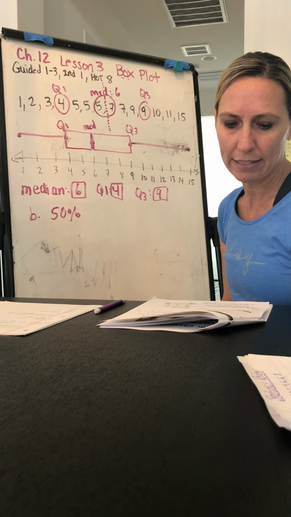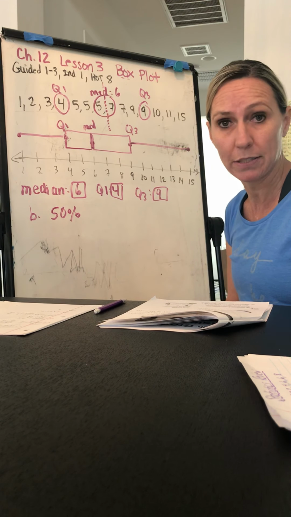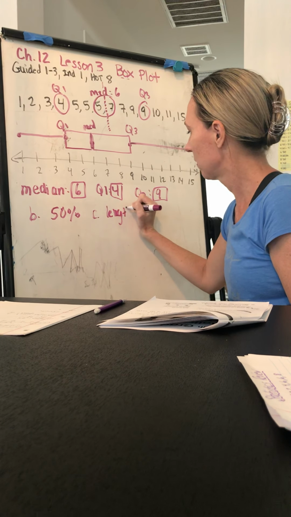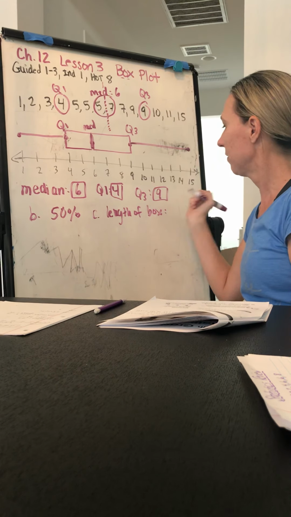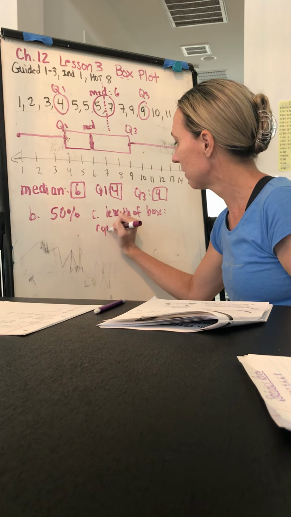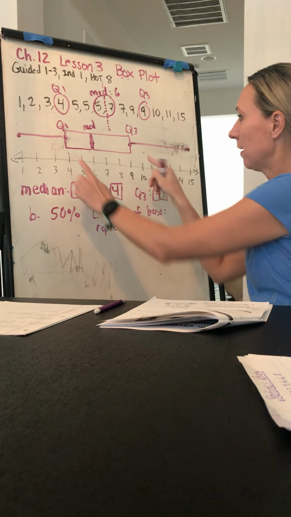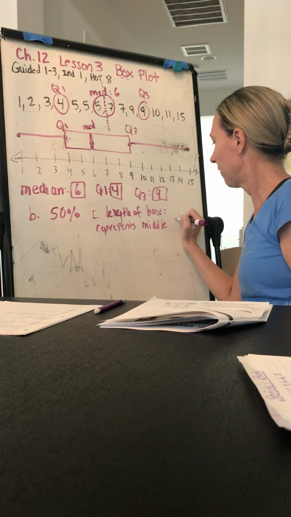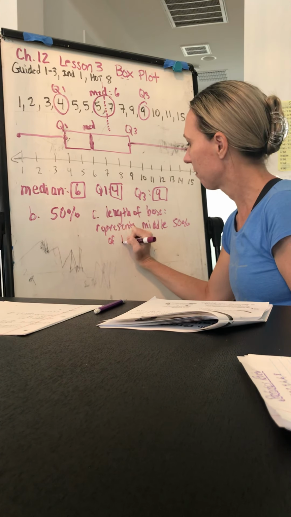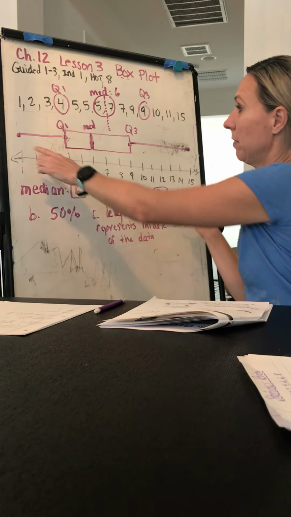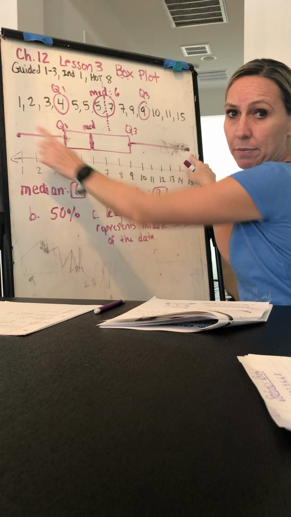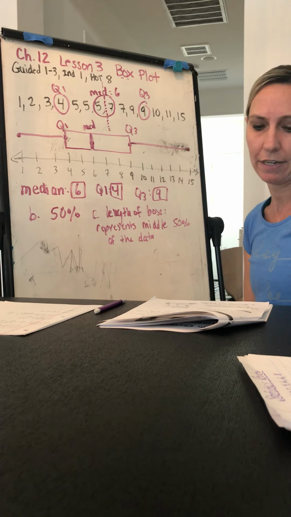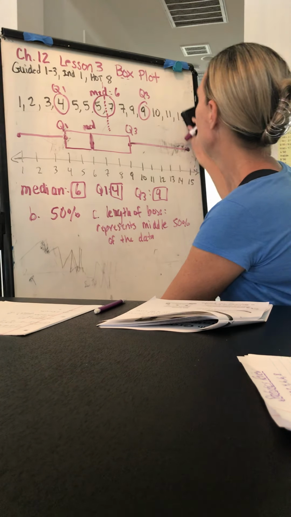And then C says, write a sentence explaining what the length of the box plot means. So the length of the box, Bentley, do you know the answer to that? What does that represent? It represents what percent of the data? 50%. Yep, the middle 50% of the data. Now the entire plot, from this whisker to this whisker, minimum and maximum, would represent 100% of the data. But the actual box is the middle 50% of the data. Okay, that was number 1. Now let's do number 2.